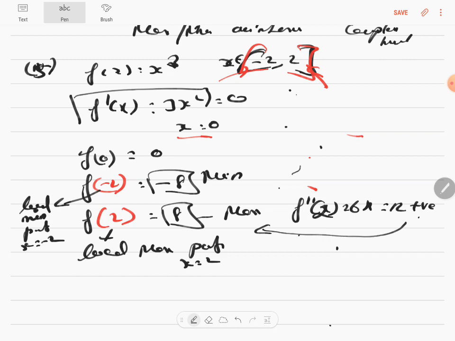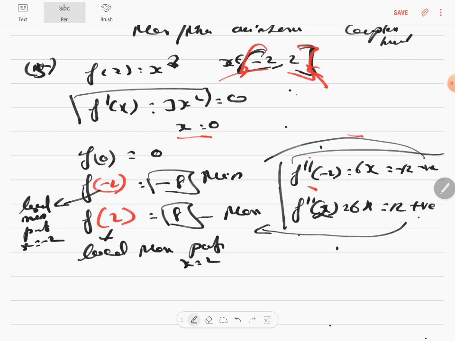Let me try f double dash of minus 2, which is also 6x, and when you substitute it's minus 12. It's negative, so it has got to be maxima. According to the verification, it's coming the other way around. Double differentiation negative means you actually get a maxima, right? What is the mistake? 6x at minus 2 is minus 12, so negative means it has to correspond to maxima.